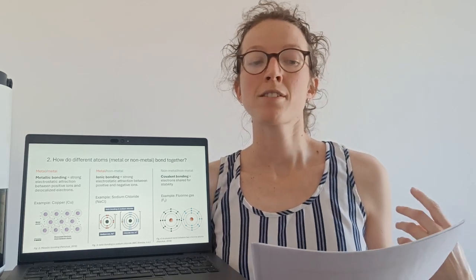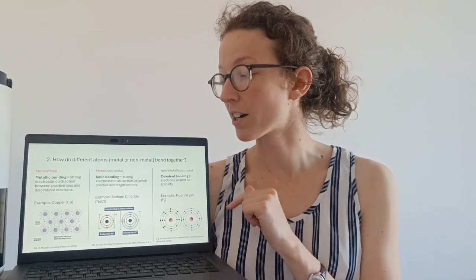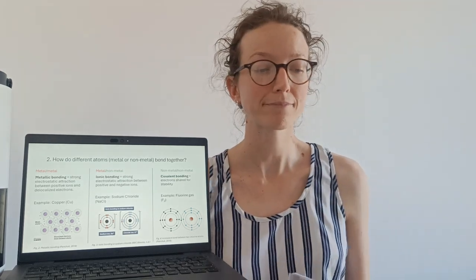Now, if we have a metal and a non-metal, we have one with high electronegativity, the other with low electronegativity, and this forms ionic bonding, which is a strong electrostatic attraction between positive and negative ions where the electrons are actually transferred. So an example here is sodium chloride in this second diagram.